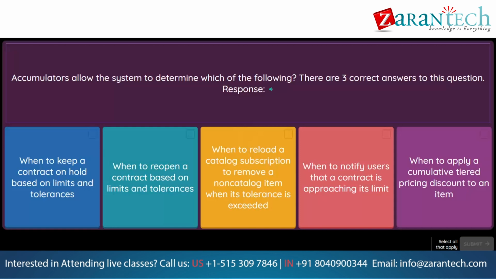Question: accumulators allow the system to determine which of the following? There are 3 correct answers to this question. Response: Option 1 When to keep a contract on hold based on limits and tolerances. Option 2 When to reopen a contract based on limits and tolerances. Option 3 When to reload a catalog subscription to remove a non-catalog item when its tolerance is exceeded. Option 4 When to notify users that a contract is approaching its limit. Option 5 When to apply a cumulative tiered pricing discount to an item.